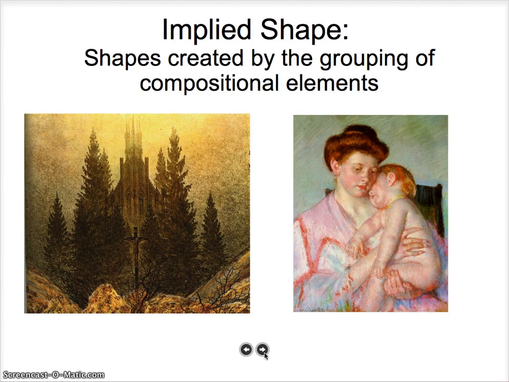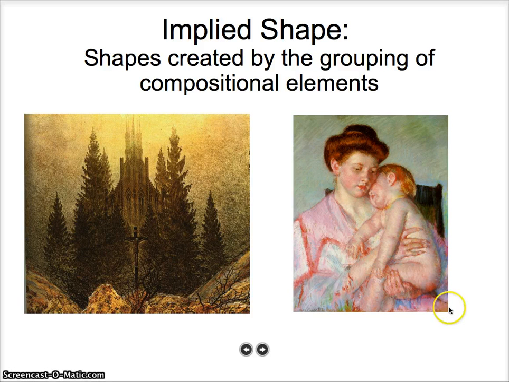Implied shapes. Shapes created by the grouping of compositional elements. These types of things help us define meaning and perceive meaning, whether we know it or not. Mother and child, this is generally created with this type of shape. It's a pyramid shape, a strong base with a pointy top. So it's a very stable shape, and it gives us this feeling of security that the child has in the mother's arms.